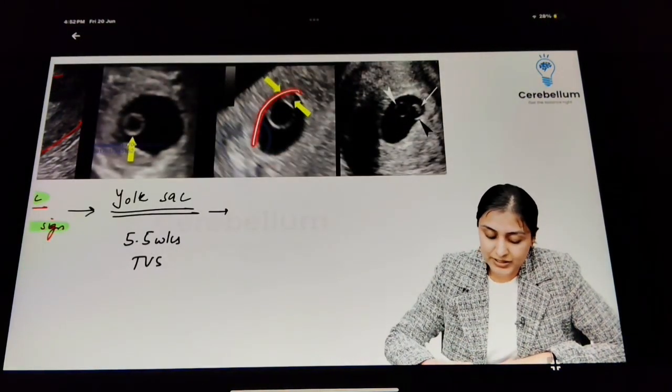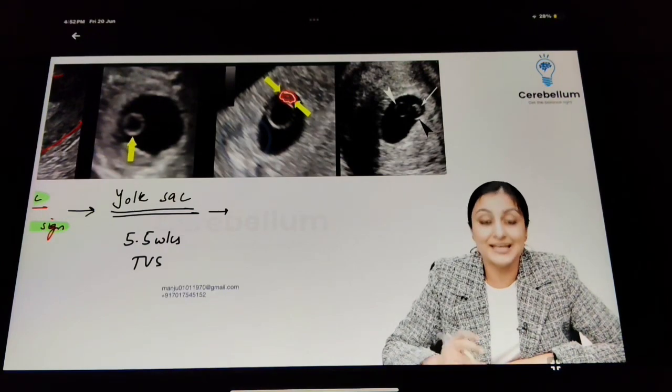Now what do you see? We see that okay, the G-sac has grown further. This is the yolk sac, and what appears now is the embryo or the fetal pole.